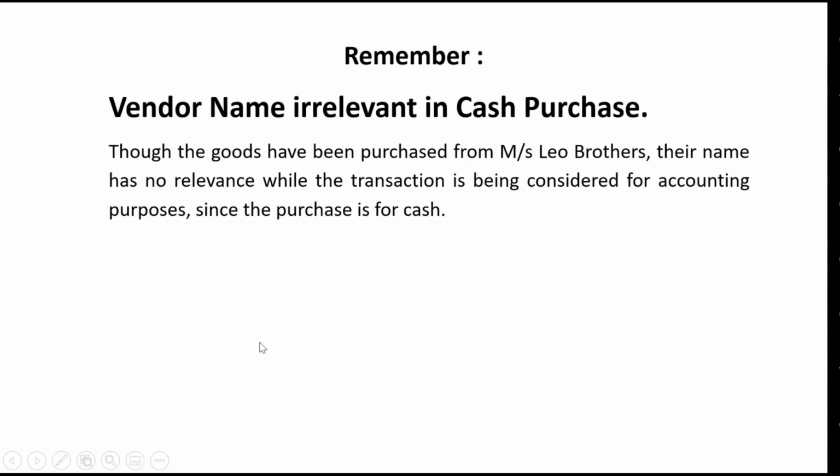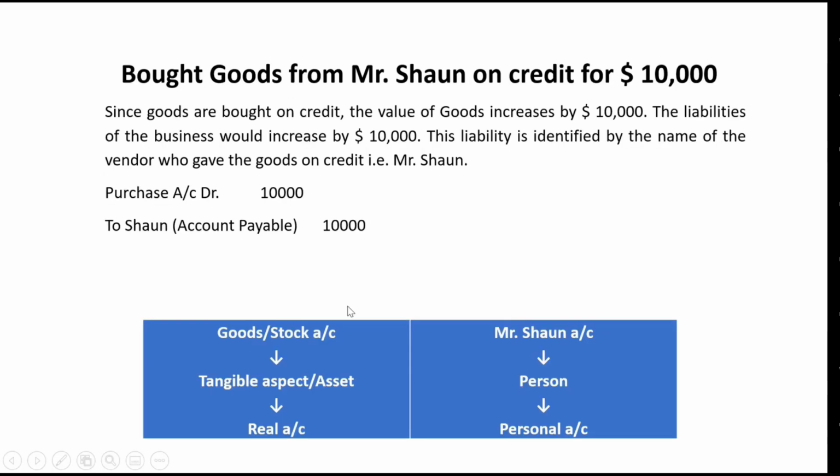Before going to the next one, just remember one thing. Vendor name is irrelevant in cash business or cash purchases. Though the goods have been purchased from Messrs. Leo Brothers, their name has no relevance while the transaction is being considered for accounting purposes, since the purchase is for cash. Right?